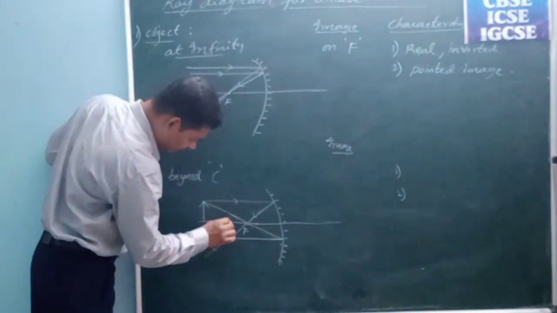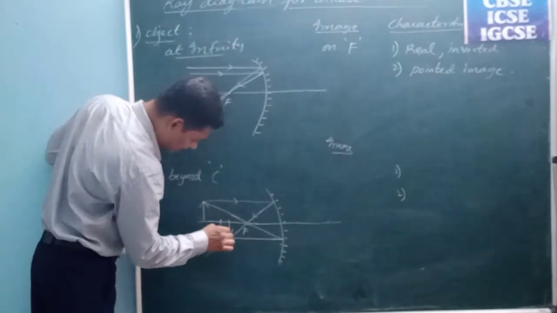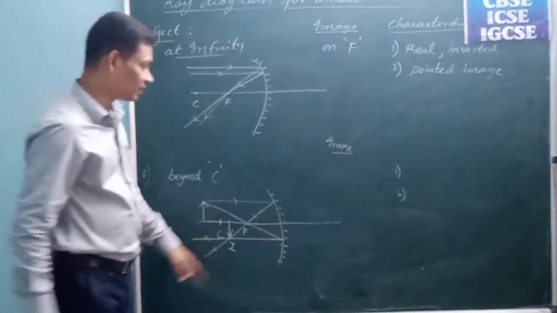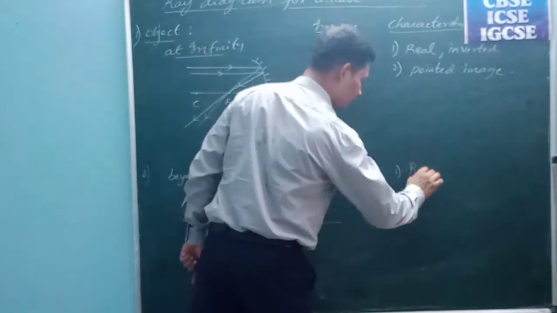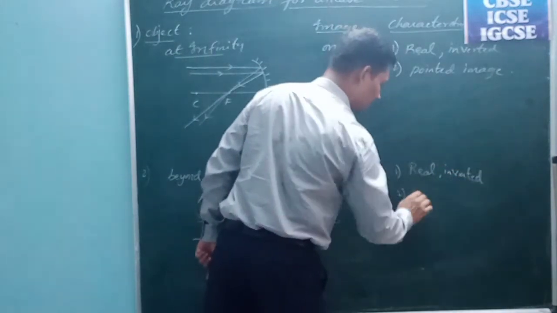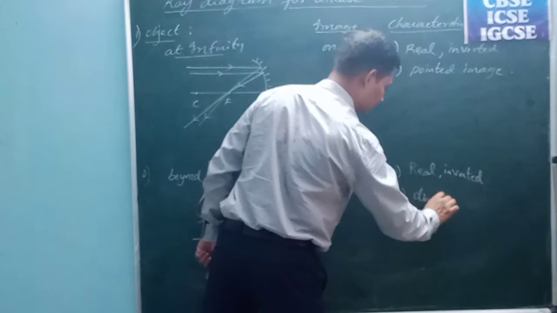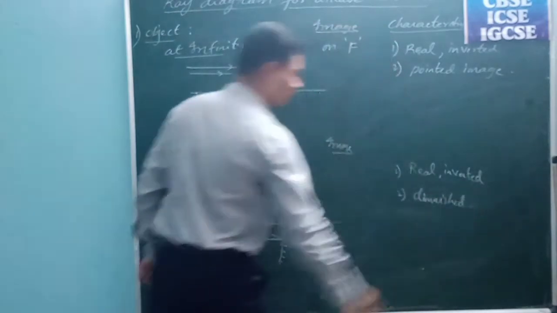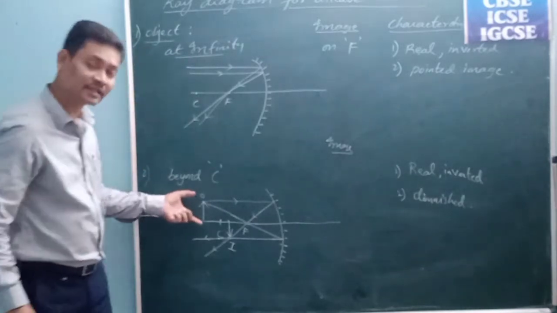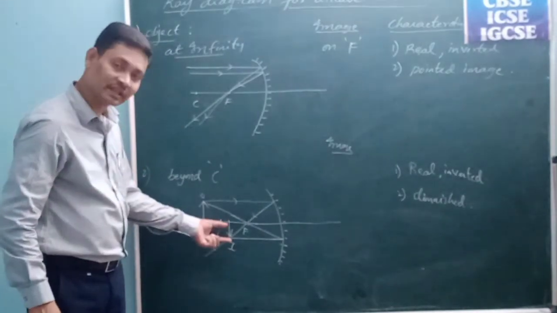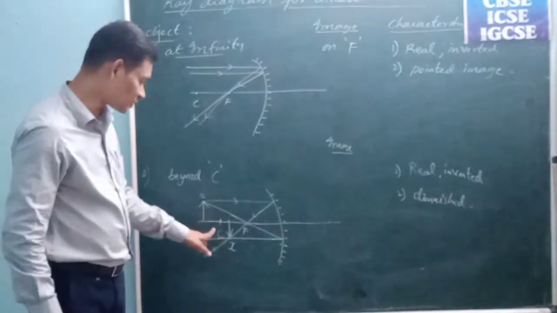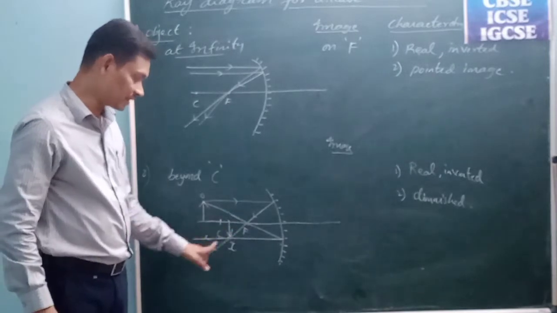At that point we will get an image. So that is real. Inverted image we got. Real, inverted and somewhat diminished. That means the object size is bigger than the image size. You can easily observe here. And where is the image formed? The position is in between F and C.